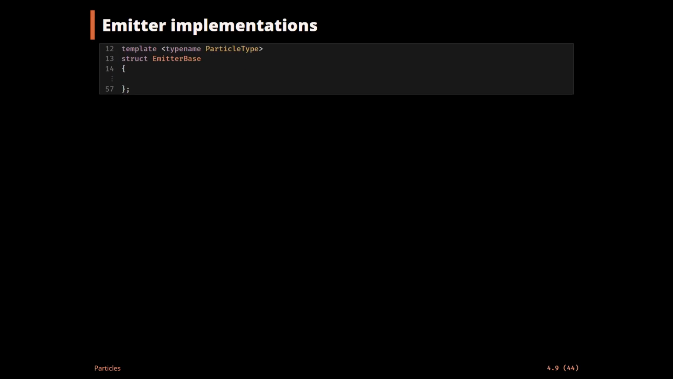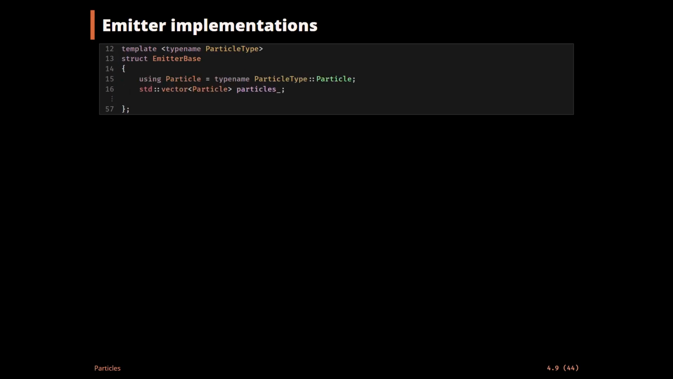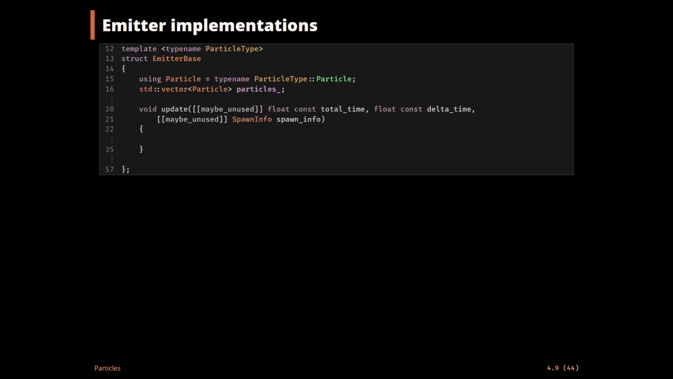So emitter base takes a particle type as a type, and then it just has an alias to particles so that we can use particles more easily, and it stores a vector of particles. So these are actually the particles that are being spawned at runtime. Right? Then it has an update function. You may not have seen the maybe unused before, but that's basically you're telling the compiler it's okay if I don't use this parameter, and it won't give you a warning. Now if you were to get a warning for an unused parameter before, in templates you literally get a warning that's like 100 lines long, so it's probably better to just put maybe unused there.